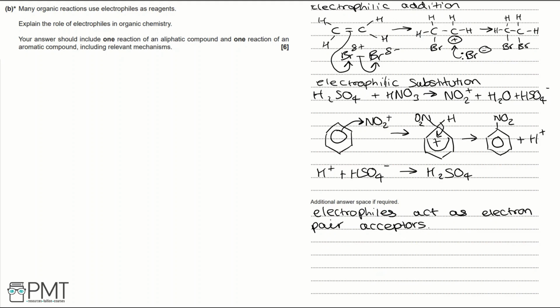To get the 6 marks for this question, what we need to do is describe in detail the electrophilic reactions and mechanisms of one aliphatic and one aromatic compound. In this question, we haven't written a long detailed explanation. We've labelled our mechanisms and drawn diagrams of the mechanisms for an aliphatic and an aromatic compound, so it's the same as writing a long explanation.